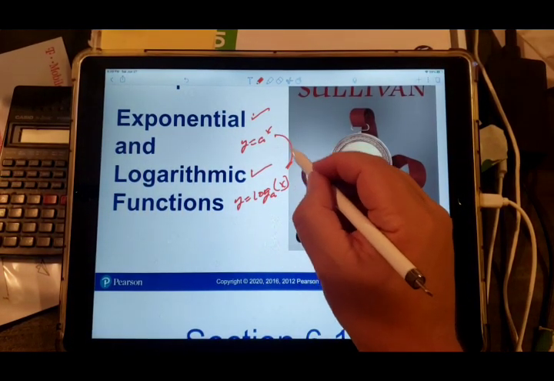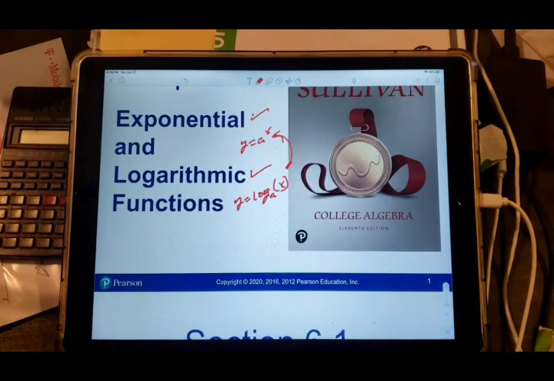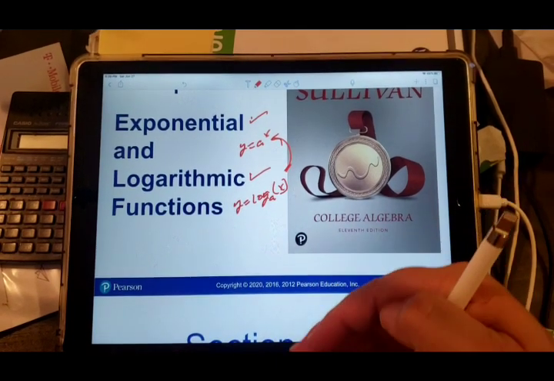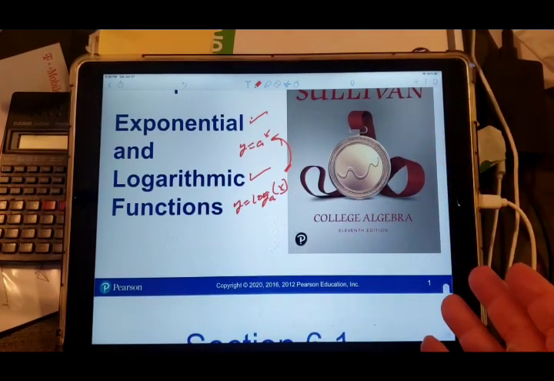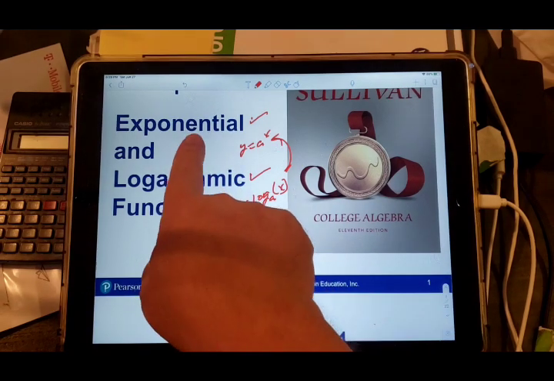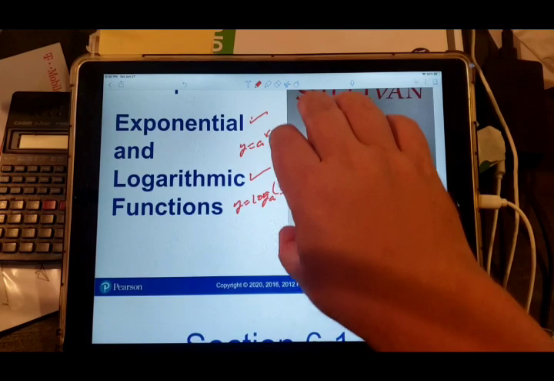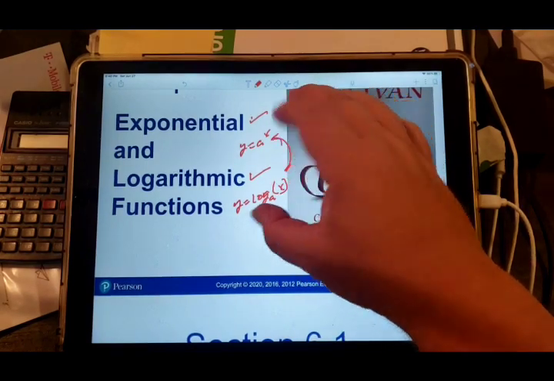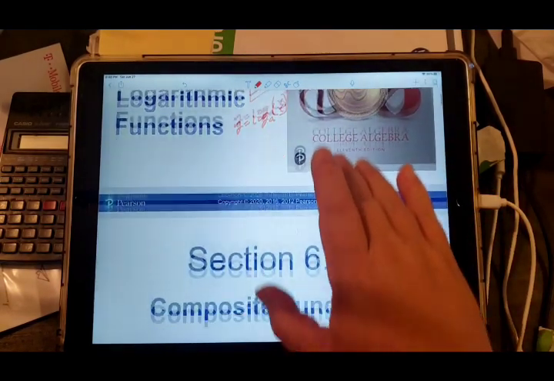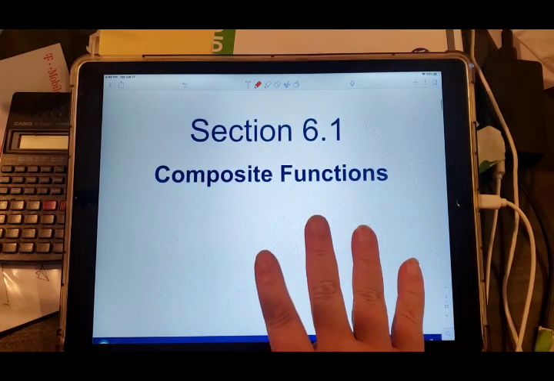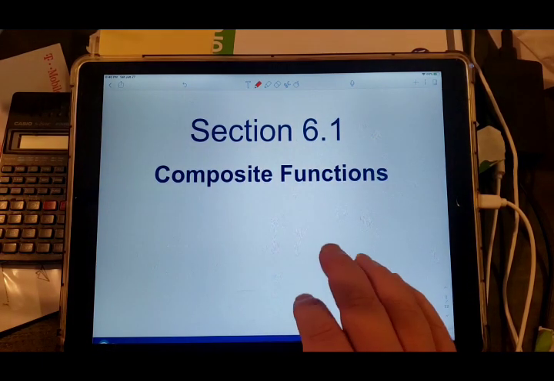And because these are inverse functions, the book has to introduce that concept, but they don't really have to, actually. You could talk about exponential functions and logarithm functions without this, but they're trying to introduce them together. All right. So the first thing they want to talk about is composite or composition of functions.